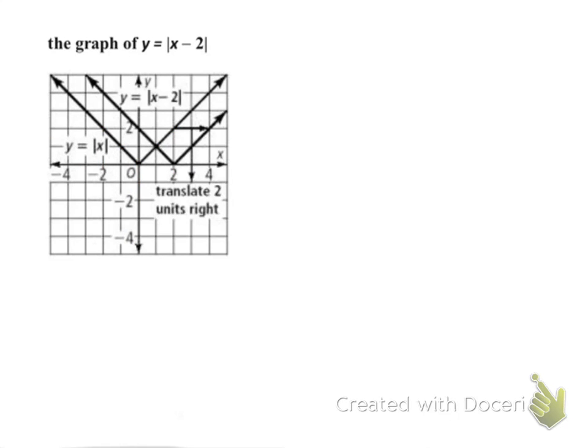Going on to one where there's a shift on the inside. So what we're going to do is, again, make a t-table. And the question then is, what makes 0? So in class we discussed this whenever we were trying to solve absolute value equations. So here's the absolute value of x minus 2. What value of x will I plug in to make 0? That is 2, because the absolute value of 2 minus 2 is equal to 0. So that's where our V-shape is going to start from.